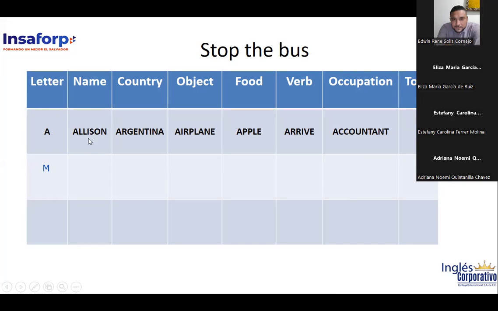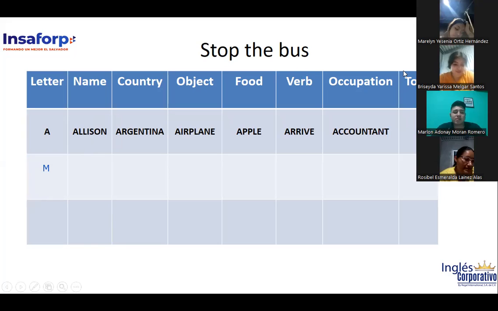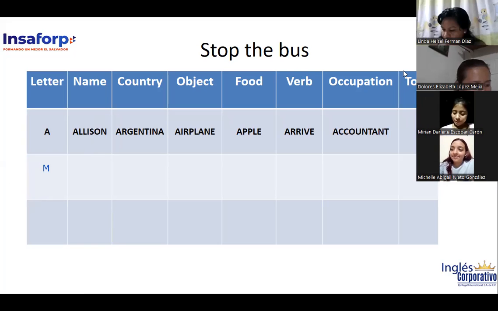Okay, people, what do you have for name with the letter M? Marlon. Okay, Maria. Mario Bros. Maricela. Madison. Okay. Country. Mexico. Maryland. Morocco. In English, Marruecos is Morocco. Morocco. Yes. Okay.